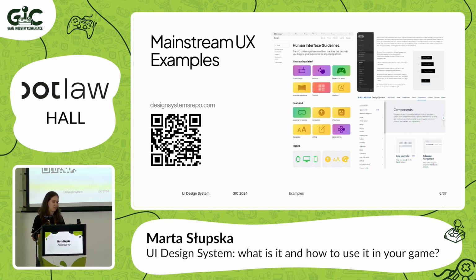So the first one is Human Interface. It's from Apple, and you probably know it if you are using any Apple interfaces. The second one is Audi Design from Audi and their automotive interfaces. And the last one is from Atlassian. You probably know it if you use Jira or Confluence in your company.